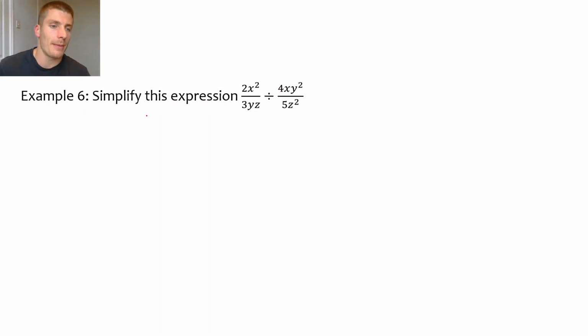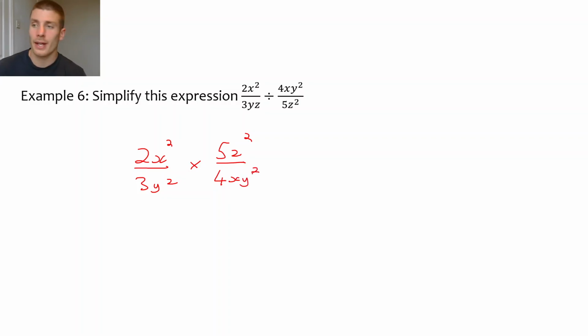So we're going to keep the first one the same as 2x squared over 3yz. We change the sign to multiplication and we take the reciprocal, we flip the second fraction, which is 5z squared over 4xy squared. Now, multiplying fractions is really easy. You multiply the numerators together and then the denominators.